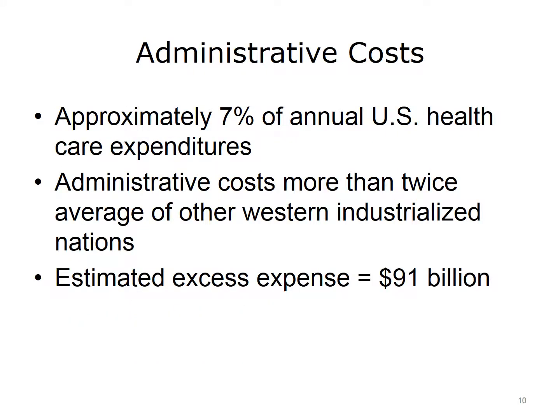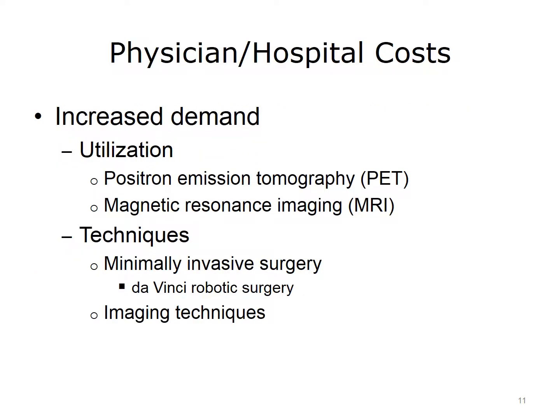Administration costs are estimated to contribute to approximately 7% of the total healthcare expenditure in the U.S. A study by the McKinsey Global Institute found that administrative costs account for more than twice the average spent by other industrialized nations and contribute $91 billion annually in excess healthcare expenditures in the U.S. Along with new technology, increased demand and utilization also contributes to increased hospital and physician costs.